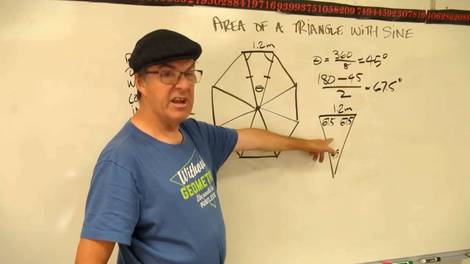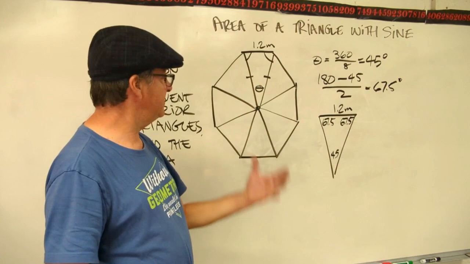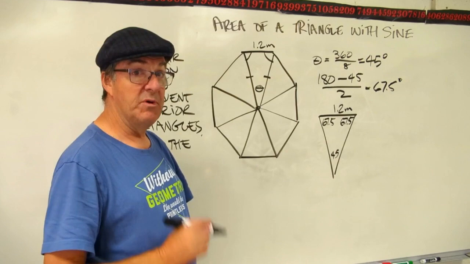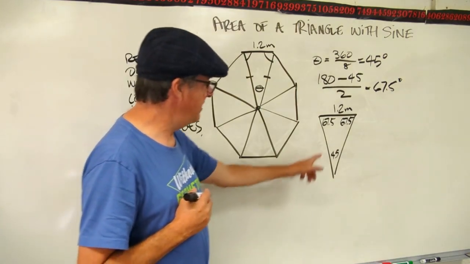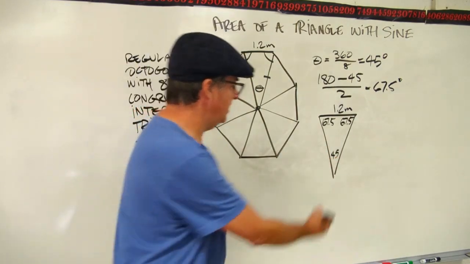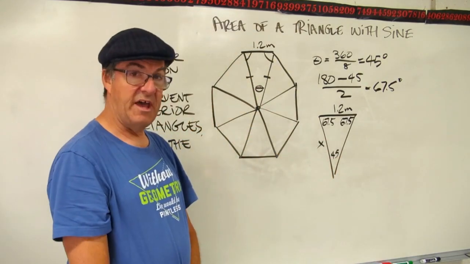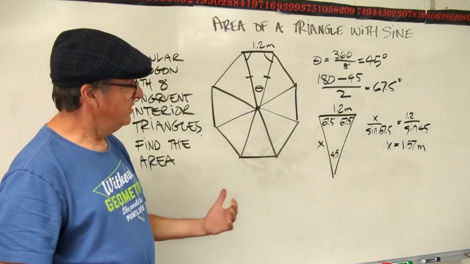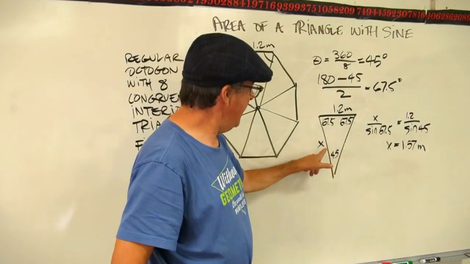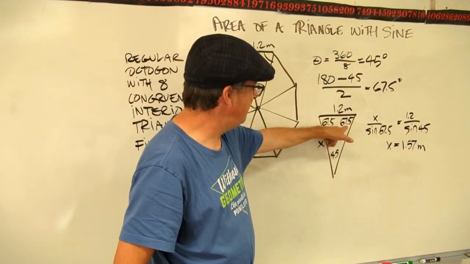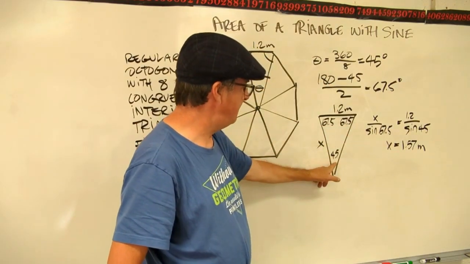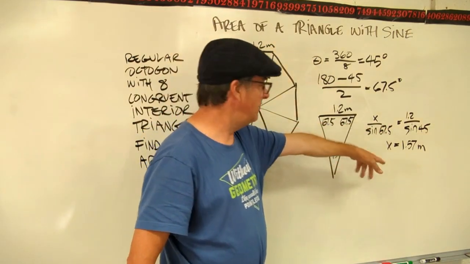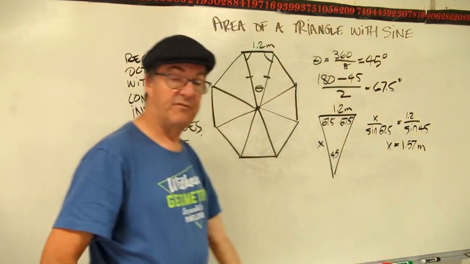We need to find the area of this triangle so we can multiply it by 8 to find the area of our octagon. So we're still missing something. We need a side, but we can use the sine rule to find either one of these sides. So I'm just going to label this with x, and then we'll go ahead and use the sine rule to find x. So go ahead and pause the video and do that. Okay, so here's my sine rule equation. I've got x over sine 67.5 equals 1.2 over sine 45. That's how we set up the sine rule. So indeed, there's my equation. I rearranged, I solved, and I got 1.57 meters for x.